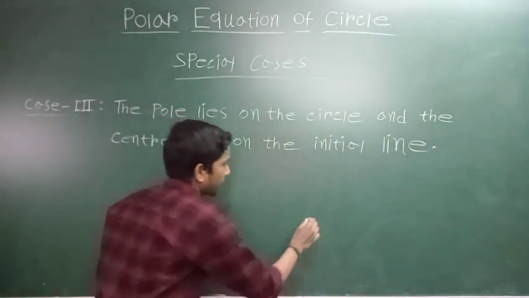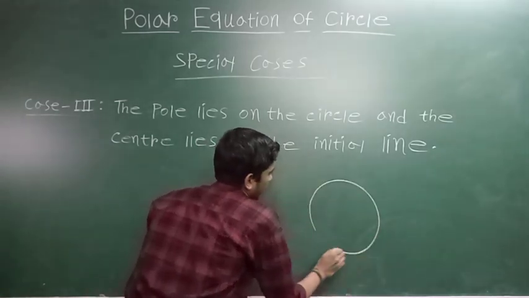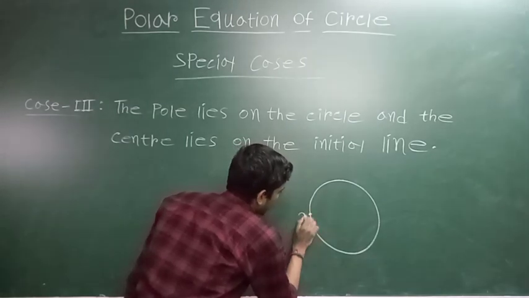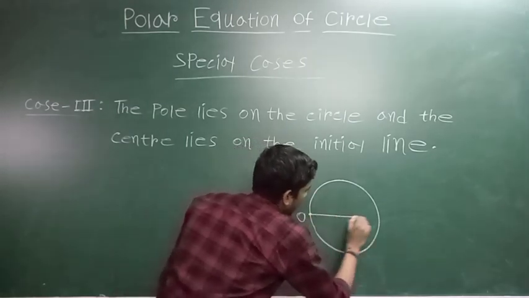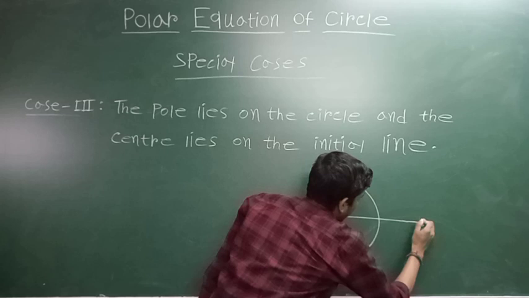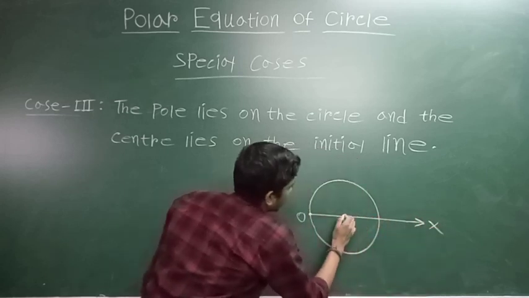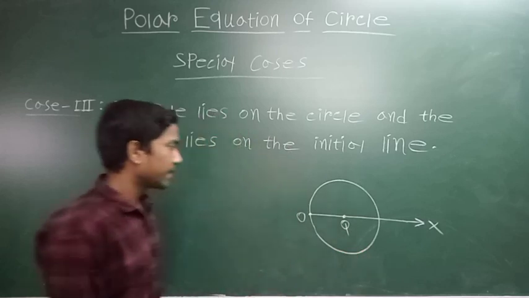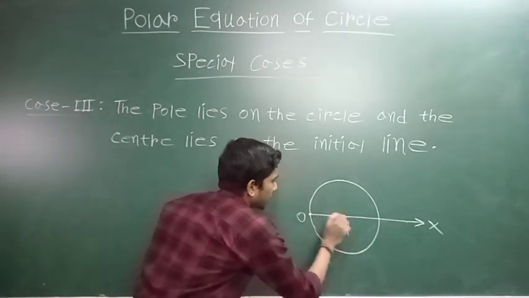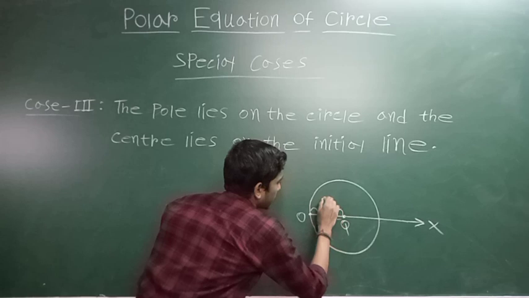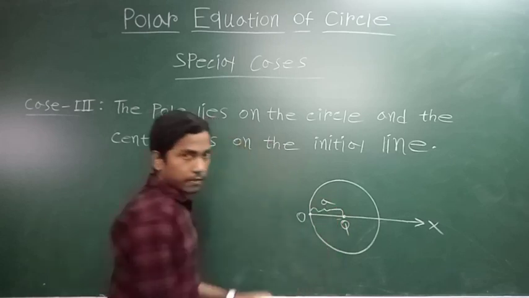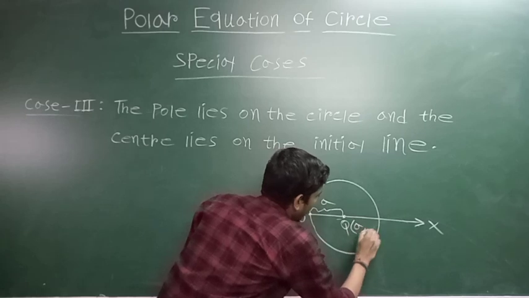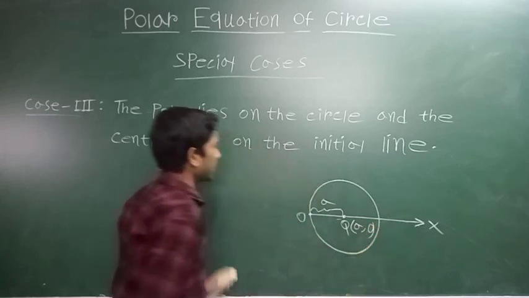So let's draw the diagram again. This is our circle. Now the pole is on the circle. Say this is O, our pole, and this initial line OX passes through the center. So here is our center, say Q. Obviously this distance is nothing but the radius of the circle, so this distance is A units, and also the angle alpha is 0 here. So the coordinate of the center is A comma 0 in that case.